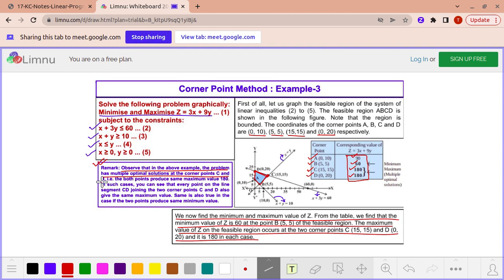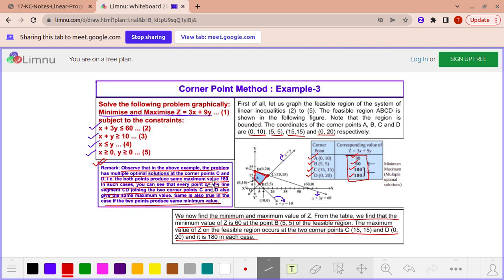That is, both the points produce the same maximum value 180. In such cases, you can see that every point on the line segment CD joining the two corner points C and D also give the same maximum value. The same is also true in the case if the two points produce the same minimum value.